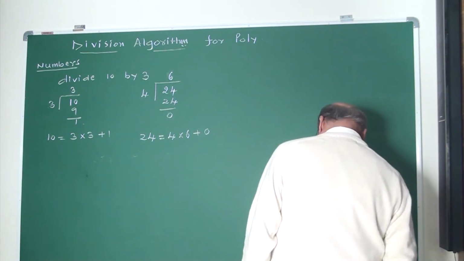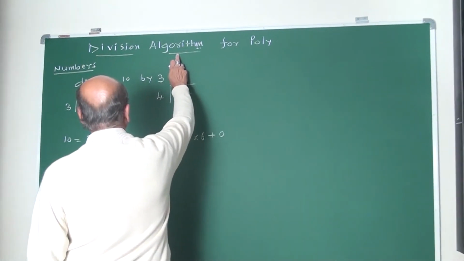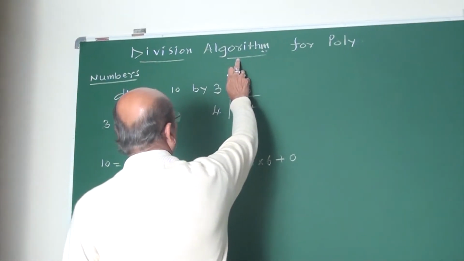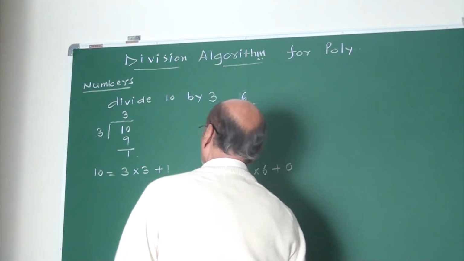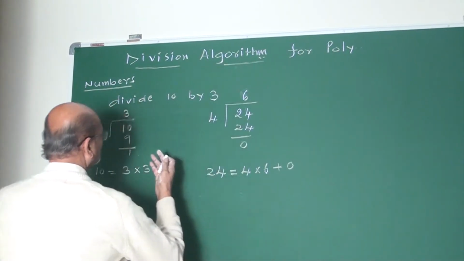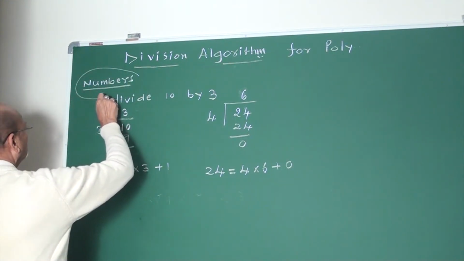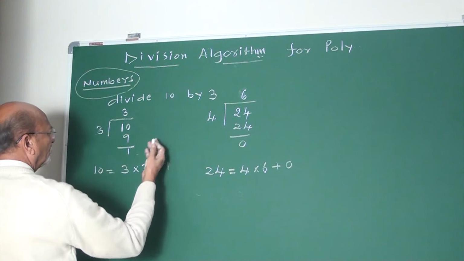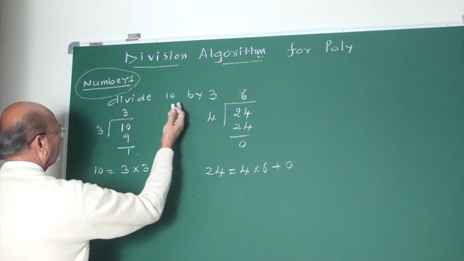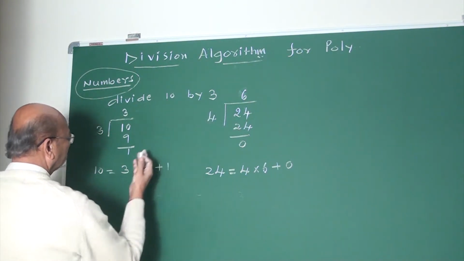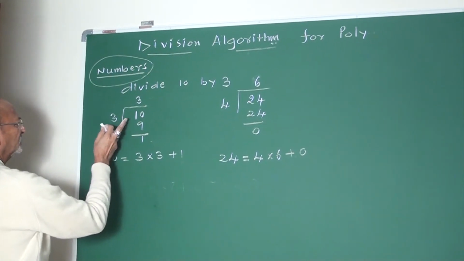The next part is the division algorithm for polynomials. We are aware of the division of two numbers. In case of numbers, I have taken one sample example: divide the number 10 by 3. This is the method, with dividend and divisor.